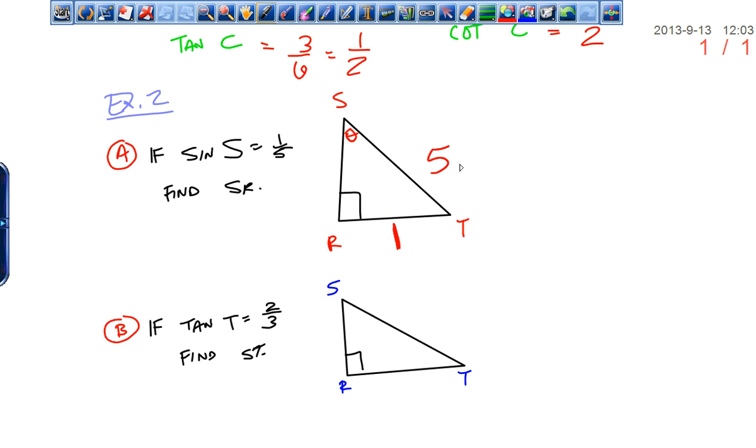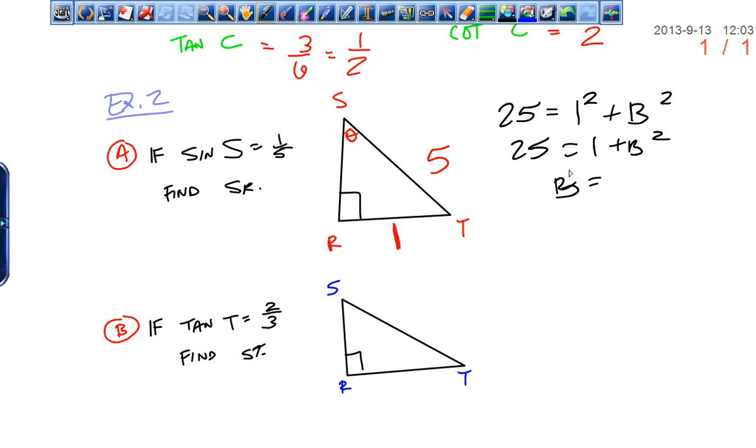Now I'm trying to figure out what SR is. So, Pythagorean theorem, right? A squared plus B squared equals C squared. So 25 equals 1 squared plus B squared. So I got 25 equals 1 plus B squared. So B squared is going to be 24. So I'm going to take the square root of both sides. I'm just going to do the calculator. Now, because I actually want to get a radical.